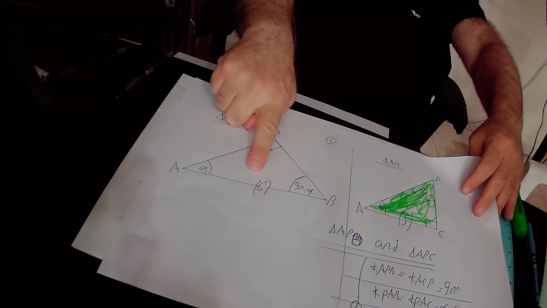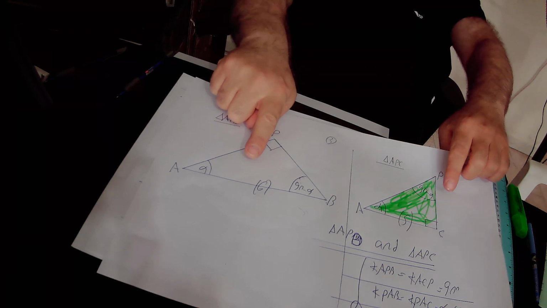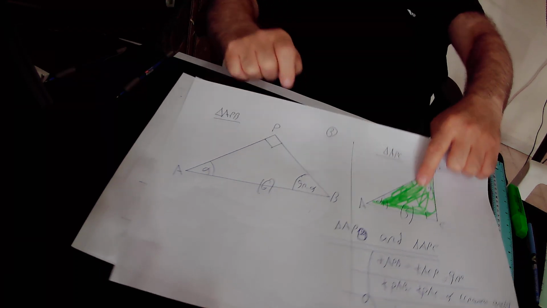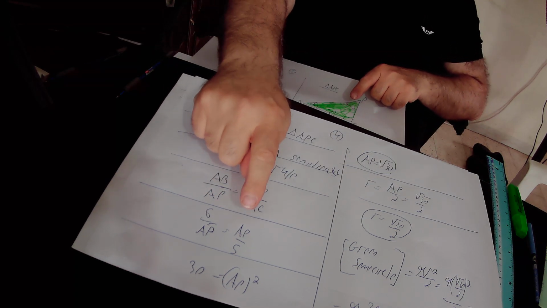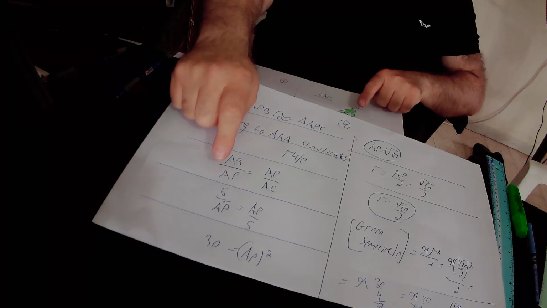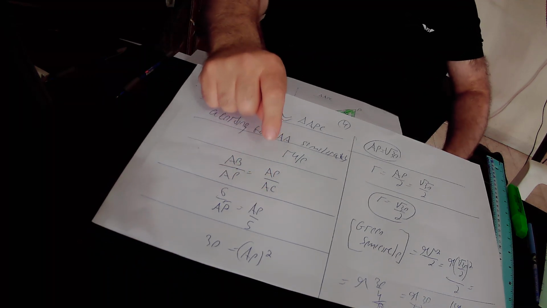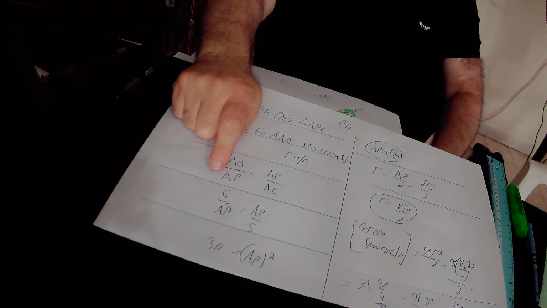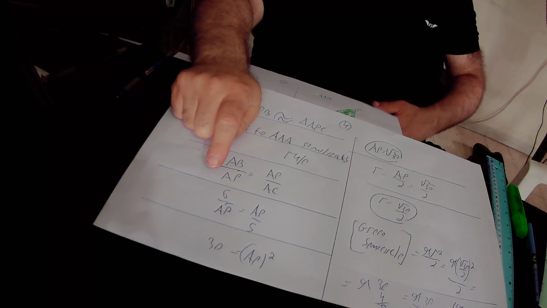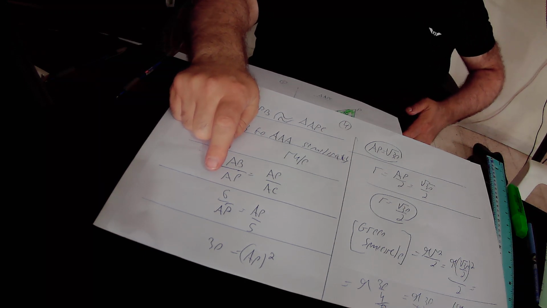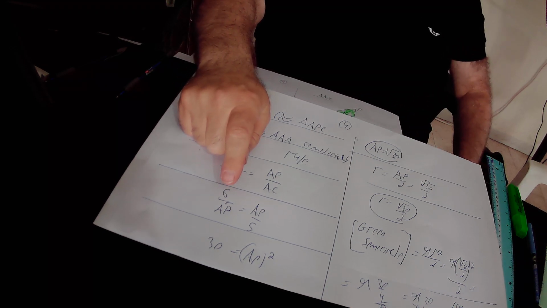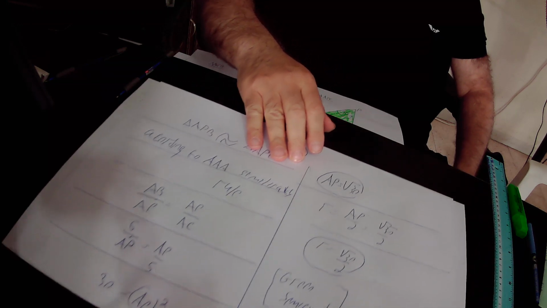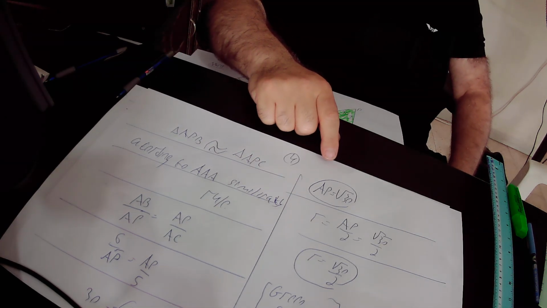AB is 6 and AC is 5. So in total, we found that 6 over AP equals AP over 5. Here we cross multiplied this equation and found that 6 times 5 equals AP squared. 6 times 5 is 30, so 30 equals AP squared. We took the square root of this equation and found that the missing side AP equals the square root of 30 units in length.